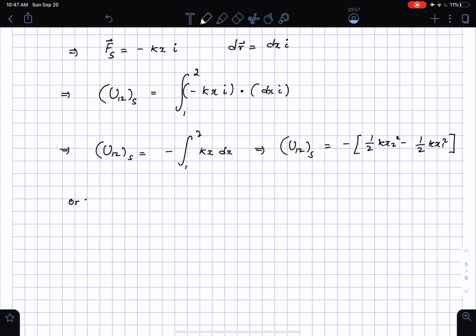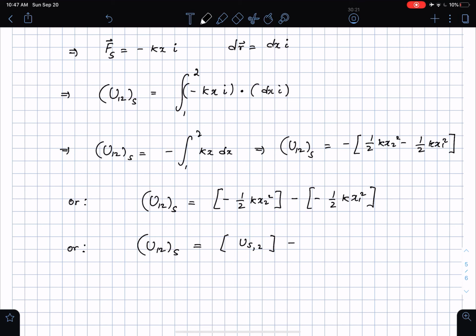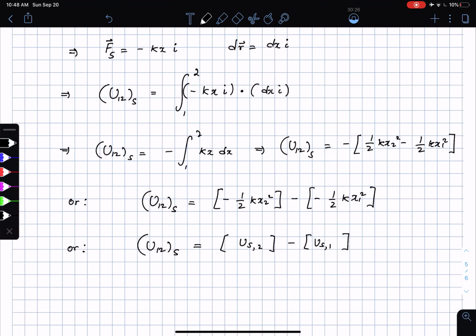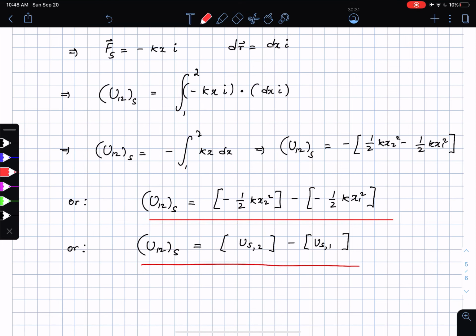Or I can say U12S is equal to minus half kx2 squared minus half kx1 squared, or U12S is equal to US at position 2 minus US at position 1. Okay, so two things that I want to underline here, and then I want to continue with the next segment of my concept talk here. I want to finish this off hopefully in one segment, but we'll see.